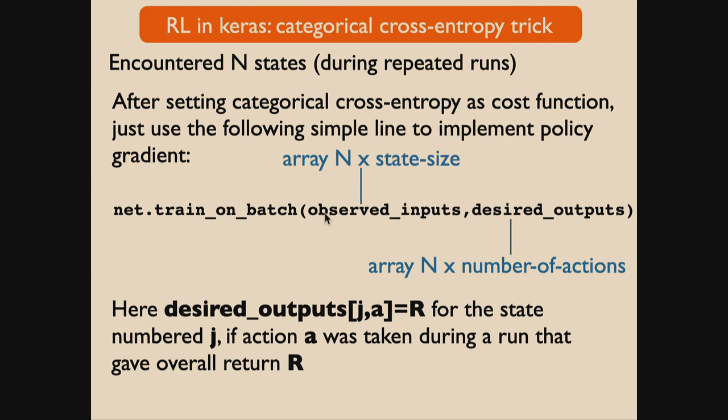So you have this gigantic array for all the inputs representing all the time steps. And then you also have this big array of desired outputs, which again is an array of size n that now becomes the batch size, times the number of actions, because that's the size of the output for each neural network. And so if you then say train on this batch with the categorical cross entropy that you specified earlier, you get exactly the right thing.